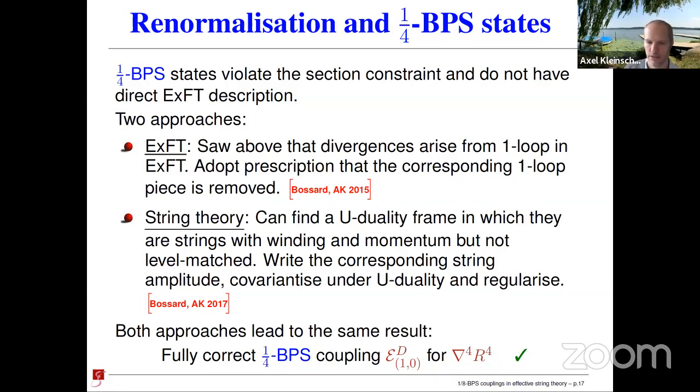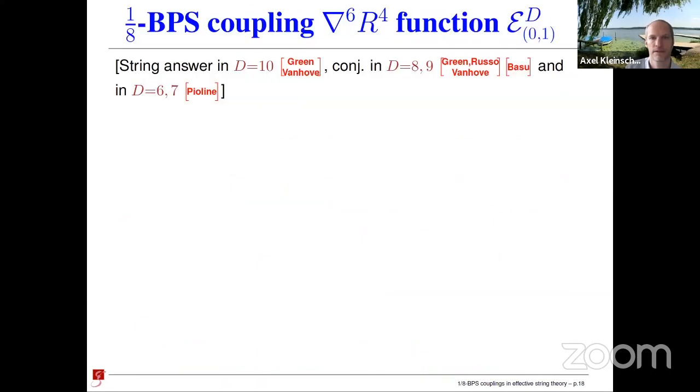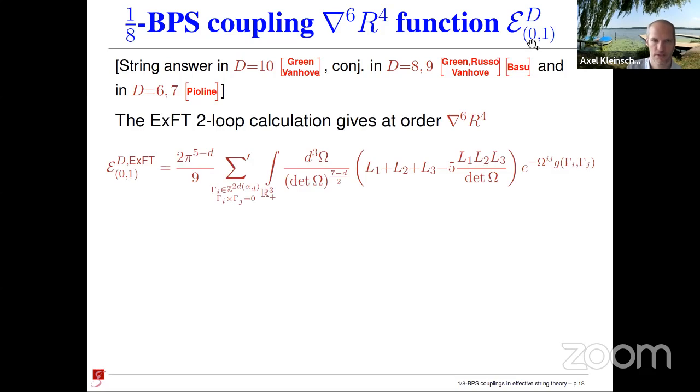Now, the title of the talk is 1/8 BPS states, 1/8 BPS couplings. So clearly, I now want to take the same approach and push it to the next order. The corresponding coupling is, let's see, 14 orders in derivatives, D^6 R^4. And there have been studies of this thing in different dimensions with conjectures and partial answers that I've listed here. But our approach was now to use this exceptional field theory machinery to understand in more detail how this is uniform throughout the dimensions and to clean up some open questions.